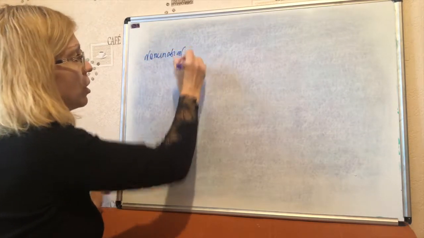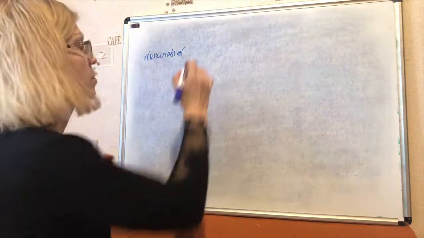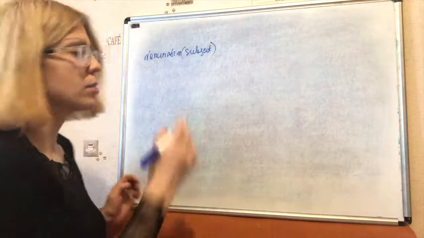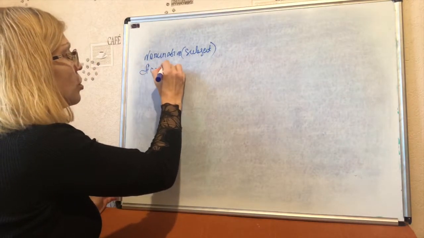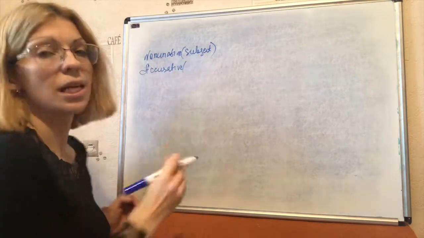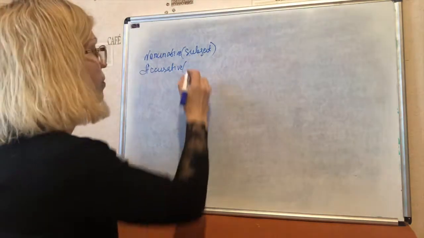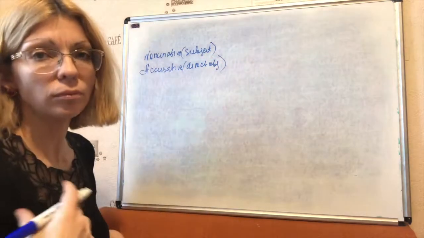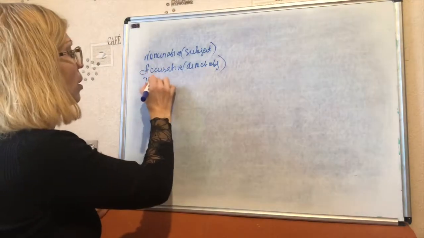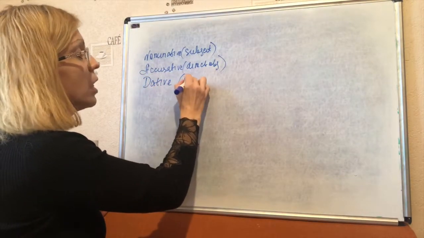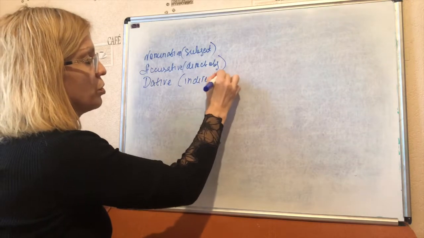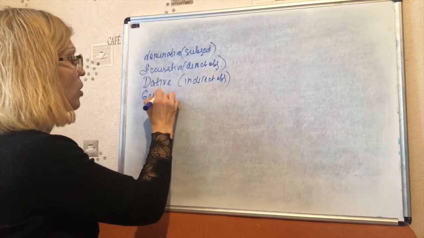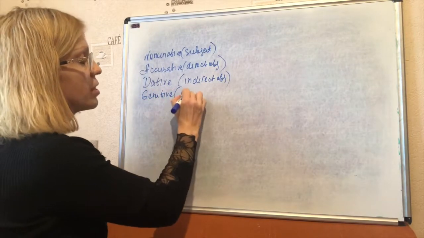Nominative case. It's the subject of a sentence. Accusative case. It's the direct object of a sentence. Dative case. Dative case is the indirect object of a sentence, and genitive case. Genitive case, it's a possessive.